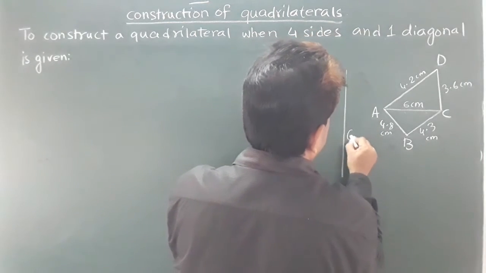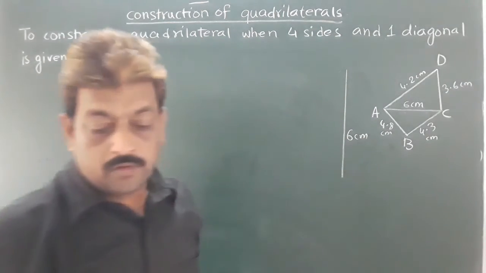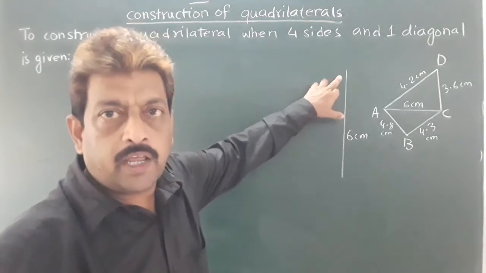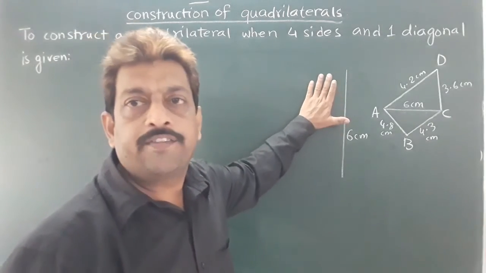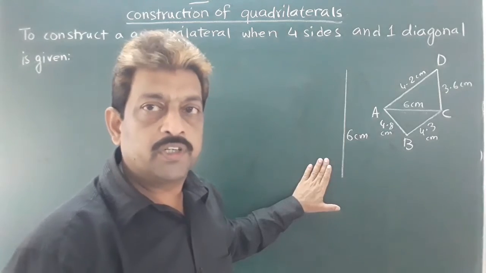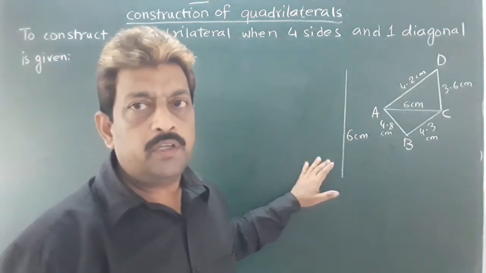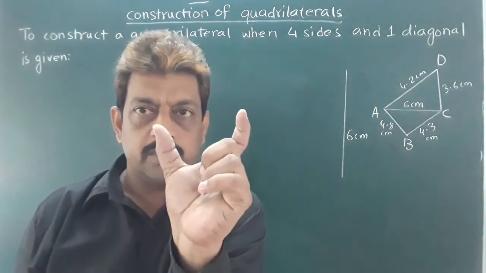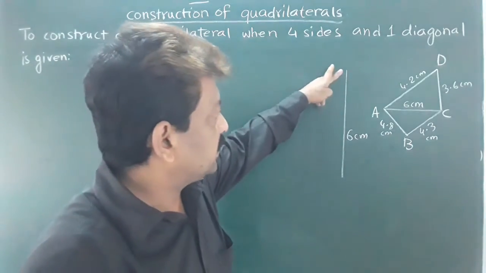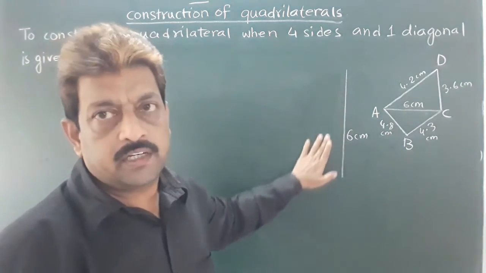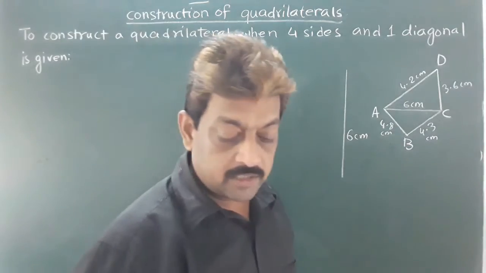Suppose this is 6 centimeter. Though it is not actually 6 centimeter, I have taken the length proportionally. Okay, so in your copy, it will be not more than this much, 6 centimeter. I have taken it proportionally. So let us suppose that this is 6 centimeter.